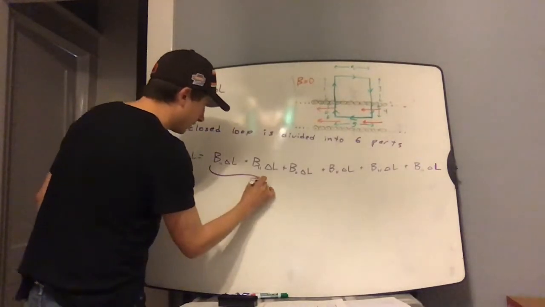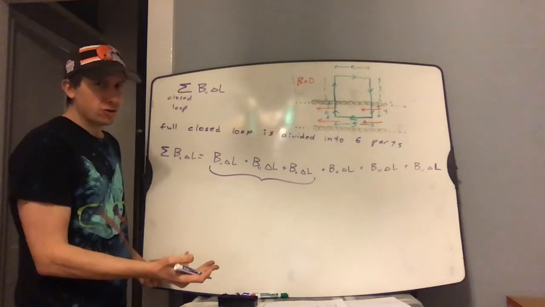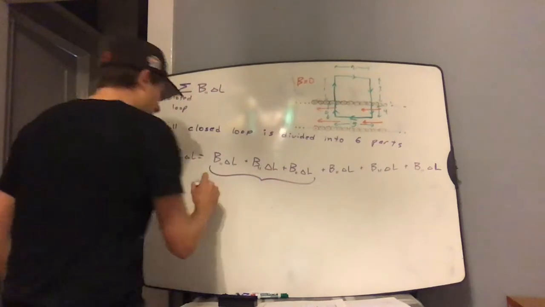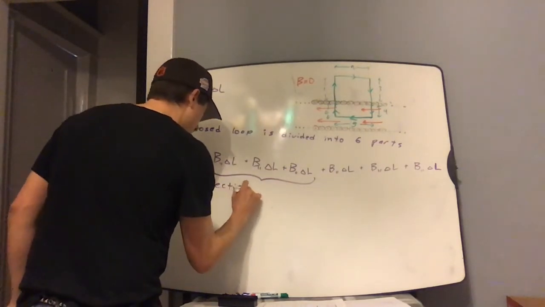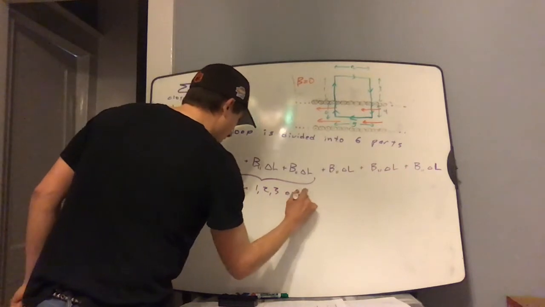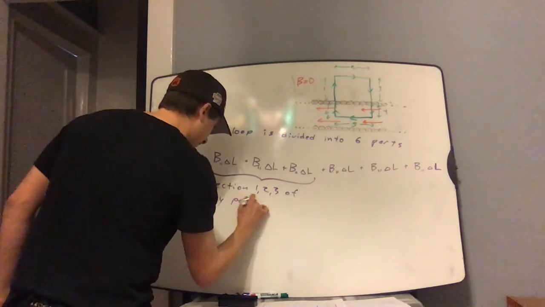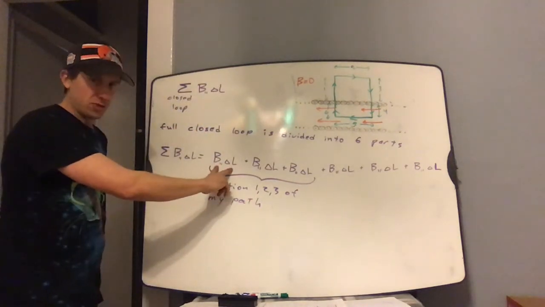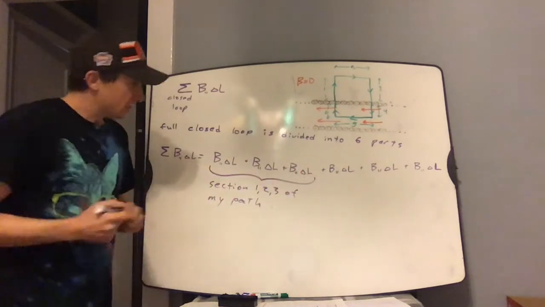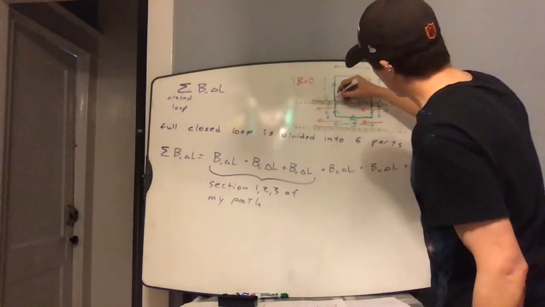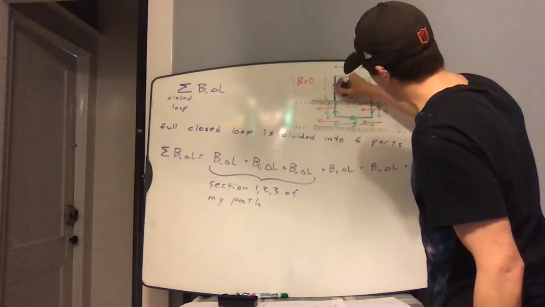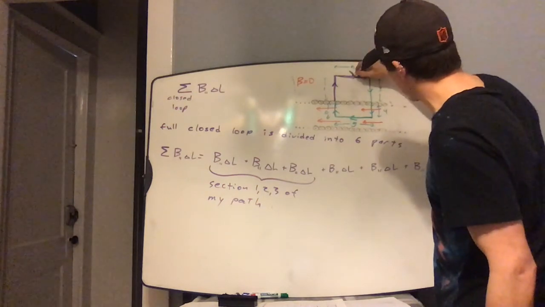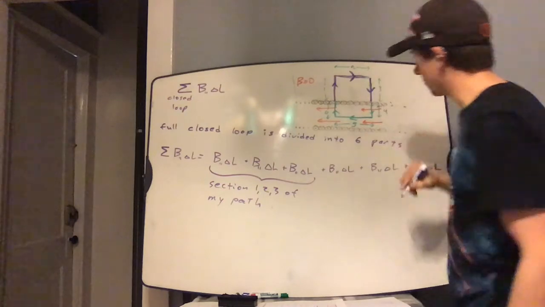So this is the part of my closed loop that is sections 1, 2, and 3 of my path. I just don't feel like labeling them with more subscripts. So this part right here that I'm designating is when I begin and walk straight up. Then for part 1, turn and walk to the right. For part 2, turn and walk downward for part 3.